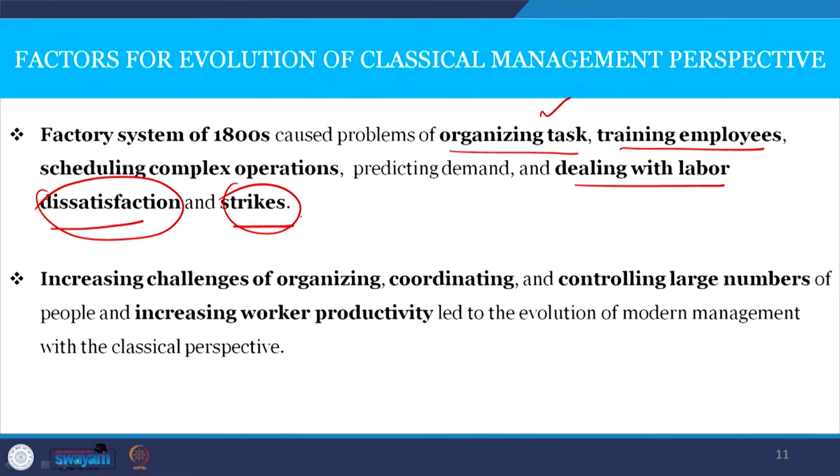There should be somebody to organize tasks in order to overcome chaos in the workplace. There needed to be some principles which could put people and resources in order. So, the concept of management evolved. The increasing challenges of organizing, coordinating and controlling a large number of people and increasing worker productivity led to the evolution of modern management with the classical perspective.